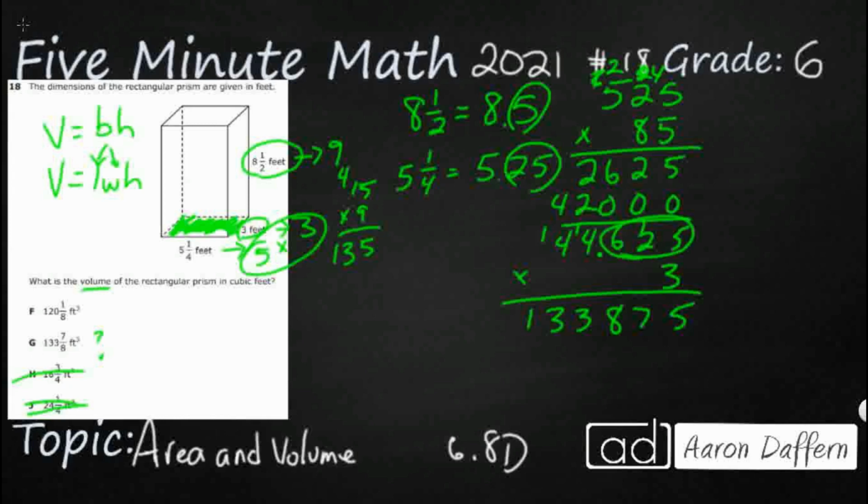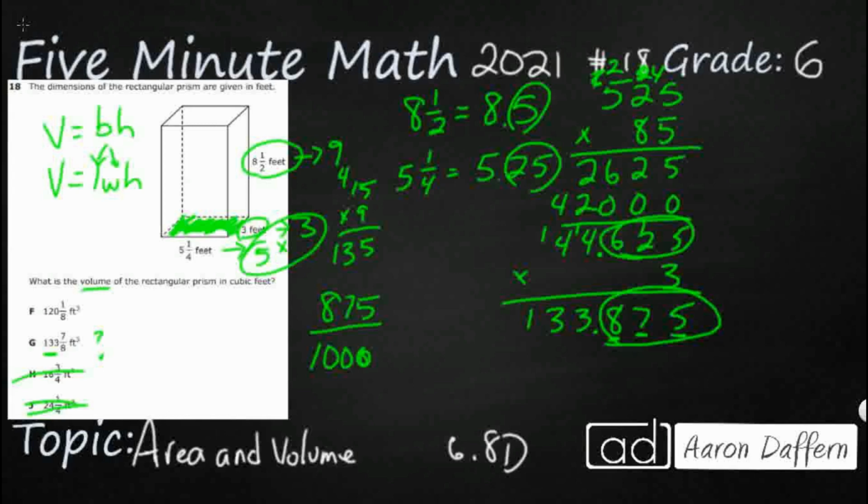3 digits behind the decimal in the factor, so 3 digits behind the decimal. And I've got 133.875. So that's looking like this right here. But this is still in decimal form, so 875. Well, how do I turn that back into a fraction? Well, 875. This is thousandths, right? Tenths, hundredths, thousandths. So this is 875 thousandths.